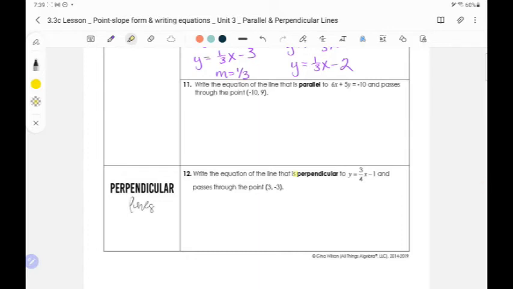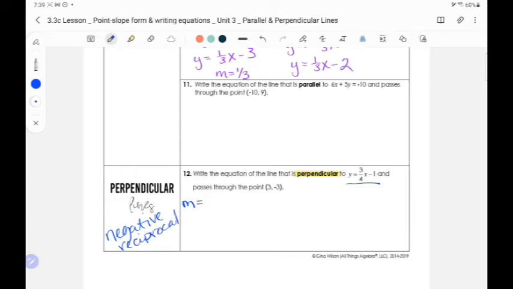Write the equation of the line that is perpendicular to y equals 3/4 x minus 1, and passes through the point 3, -3. So this time they've given me a point. They've given me this equation in slope-intercept form, but what does that tell me? If this slope is m, what's going to be the slope of my perpendicular line? Remember this right here. I'm going to write it over here on the side. Negative reciprocal.